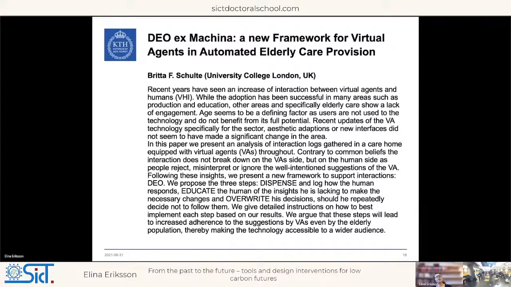And maybe I will leave you there with this, to my opinion at least, bleak future of how we will work with virtual agents in elderly care provision. And I hope that maybe some of my very quick talk has given you sparks of ideas of how we can approach and visualize or explore the future in different ways. Thank you.